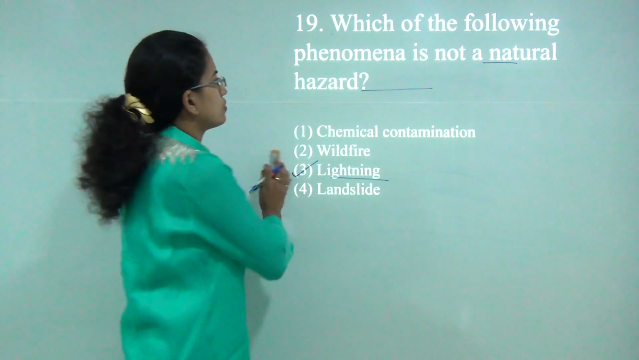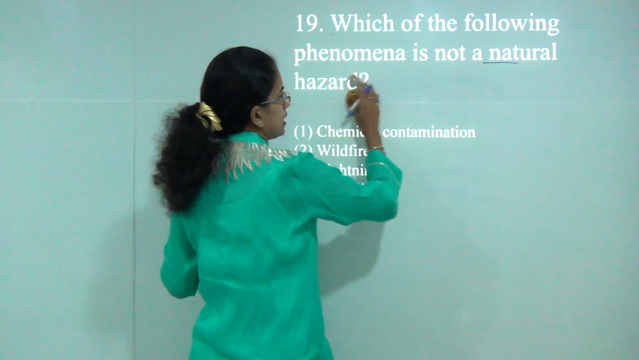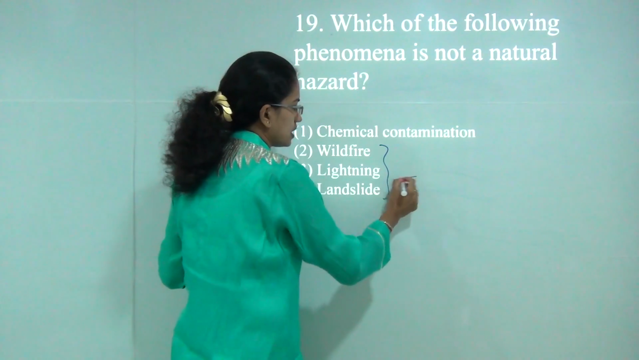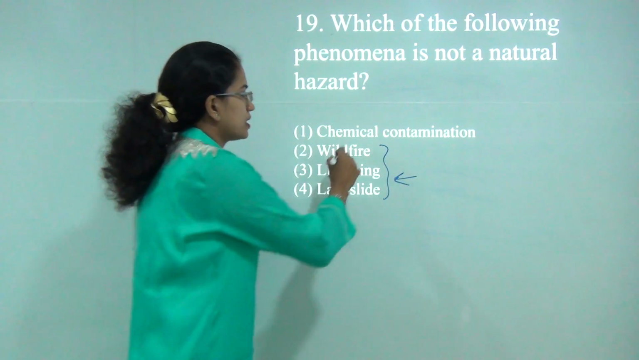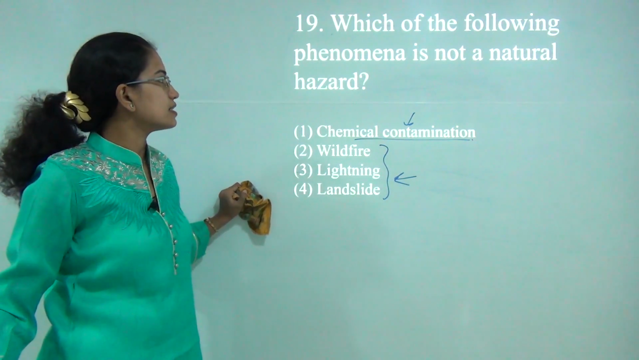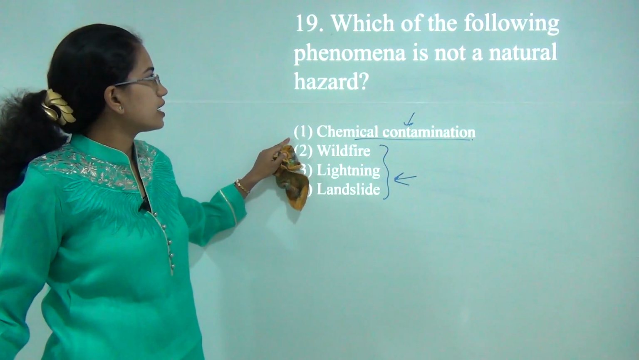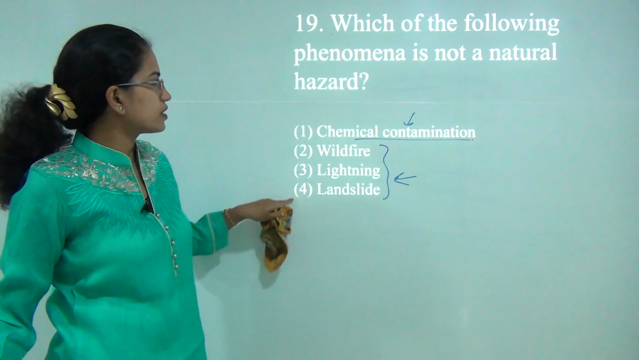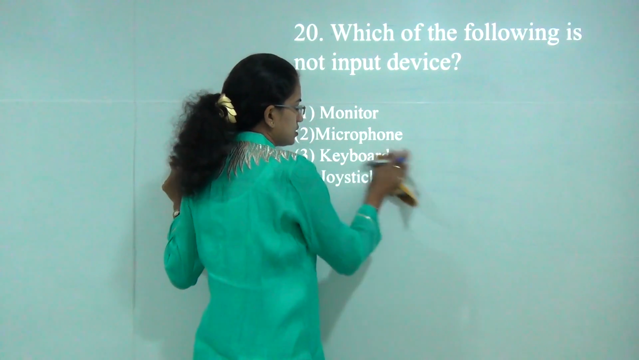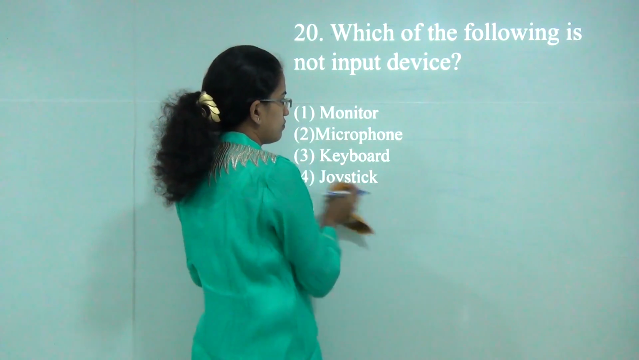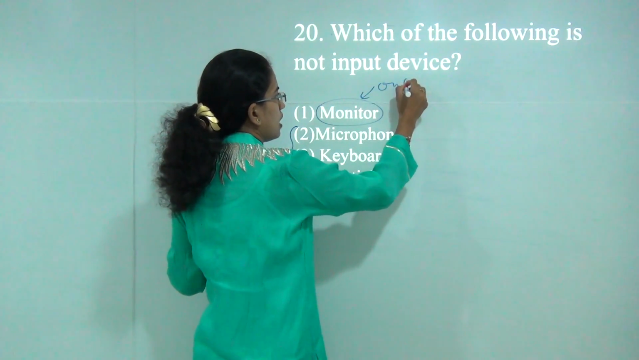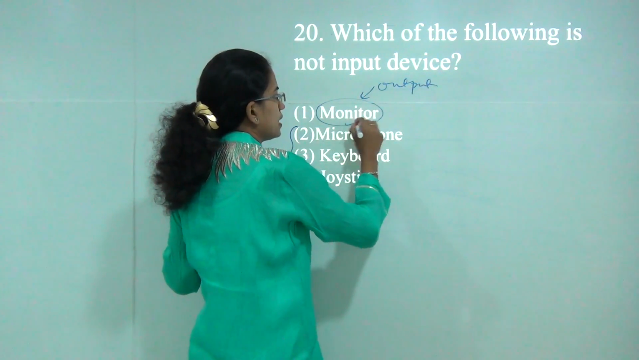The next is, which of the following is not a natural hazard? Now, wildfire, lightning and landslide, all of these three are considered natural hazards. Chemical contamination is definitely not a natural hazard but a man-made hazard. So I can say 1 would be the odd man out in the given question. Finally, which of the following is not an input device? You have keyboard, joystick and microphone, which are input devices, and monitor is a device which is used as an output device. So the answer here would be monitor.